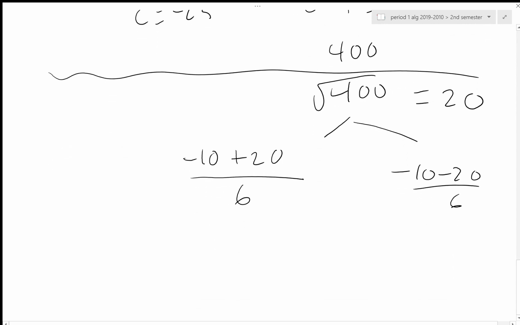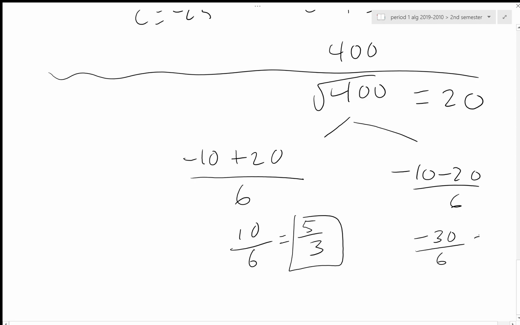Alright, negative 10 plus 20 is 10. 10 divided by 6. You can do that. If you simplify it, you get 5 over 3. That's one answer. Negative 10 minus 20 is negative 30. Divided by 6 is negative 5. Those are our two answers.